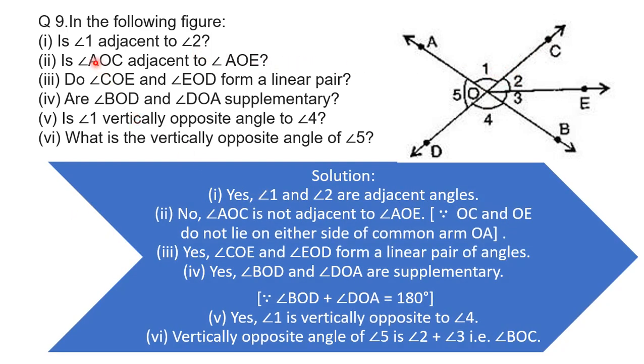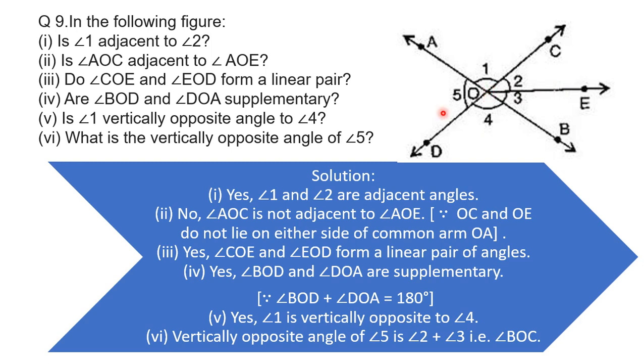Now second, is angle AOC adjacent to angle AOE? Angle AOC and angle AOE have the common arm AO and the common vertex O, but still they are not adjacent angles, as this line OC and this line OE do not lie on either side of the common arm.